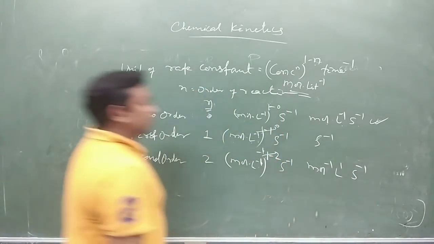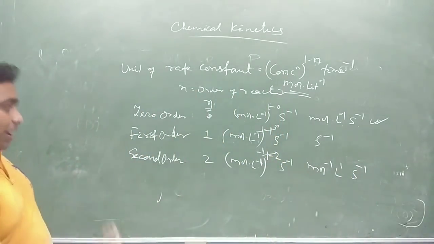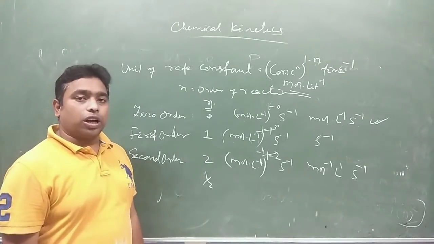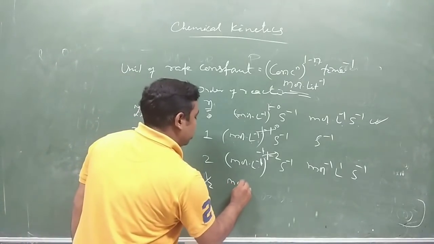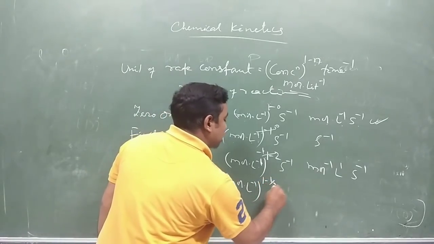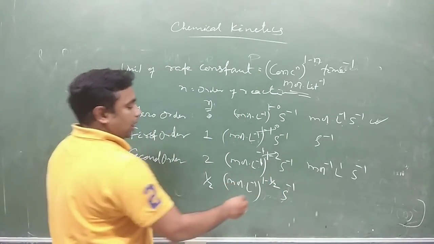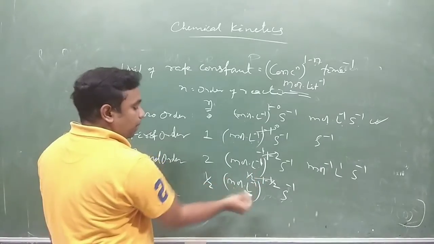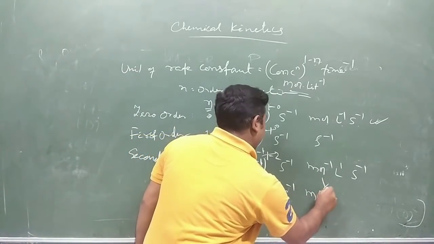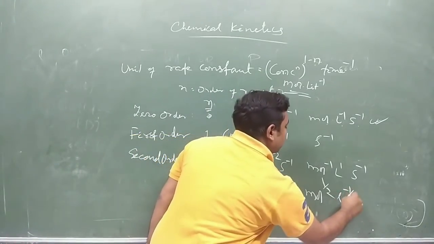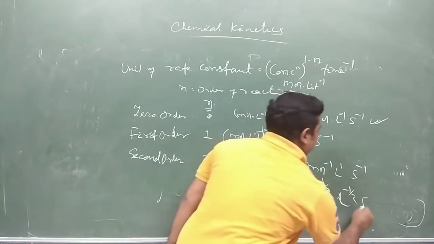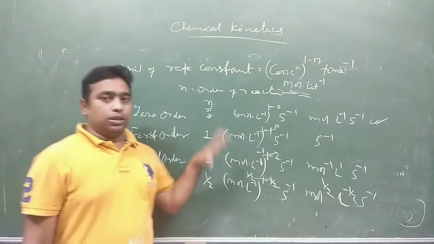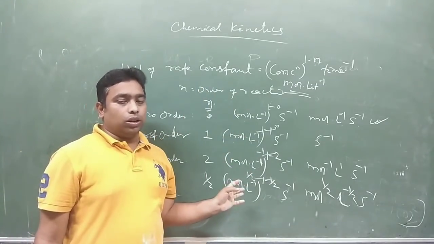And it is s to the power minus 1. We have already discussed this. Let's also take a fraction. If it is a half order reaction, the rate constant unit can also be derived. Your answer will be mole liter inverse to the power 1 minus half, s inverse. 1 minus half is half. So mole to the power half and liter to the power minus 1 into half, which is liter to the power minus half, and s to the power minus 1. This is how you can calculate the unit of rate constant.